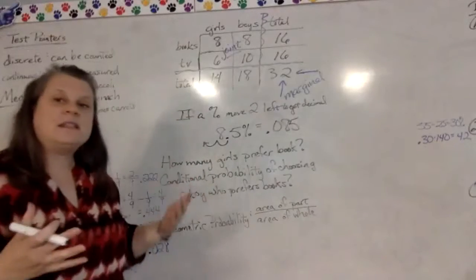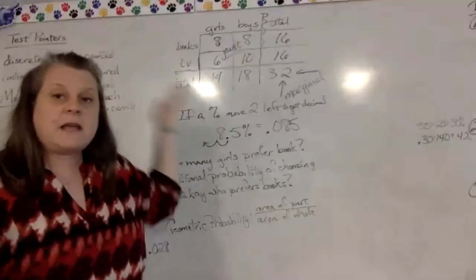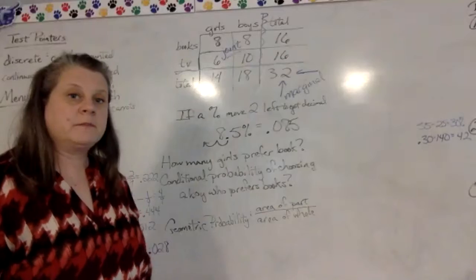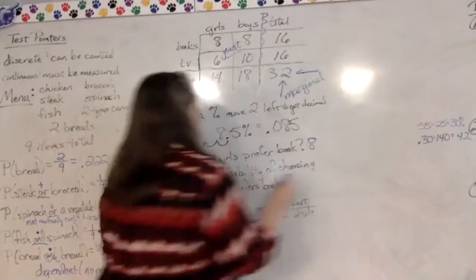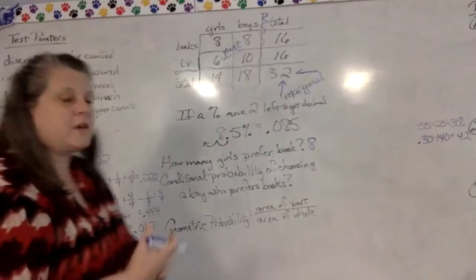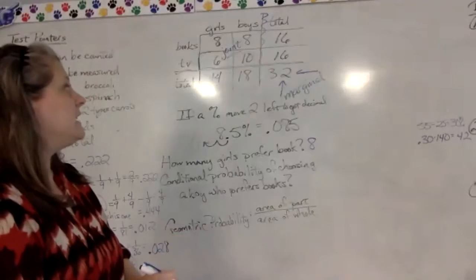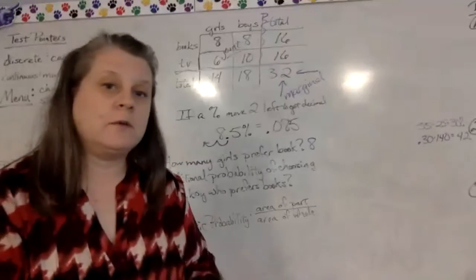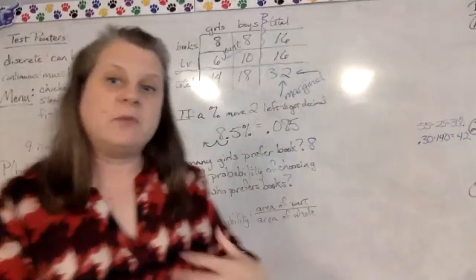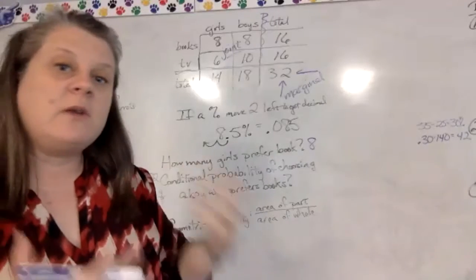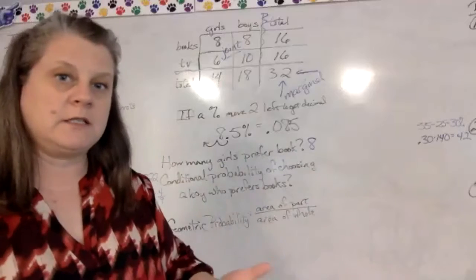Now, if I simply say, how many girls prefer books? You just look at the table and you tell me how many girls prefer books. It's 8, so you just put 8. If I say, how many girls prefer TV, you would tell me 6. If I said how many boys were there total, you would tell me 18. Looking at the table and answering the question. Okay, so you have a 2-way frequency table like this on the test where you're just answering questions.